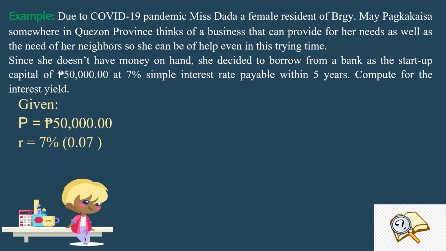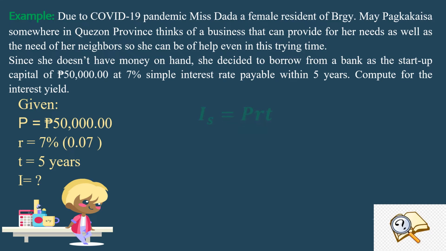While our rate, the simple interest rate, is 7%. We change it into decimal. That is 0.07. Then, another given is time. Time is 5 years. So, we have now completed the given in this problem. So, we're going to ask for the interest.